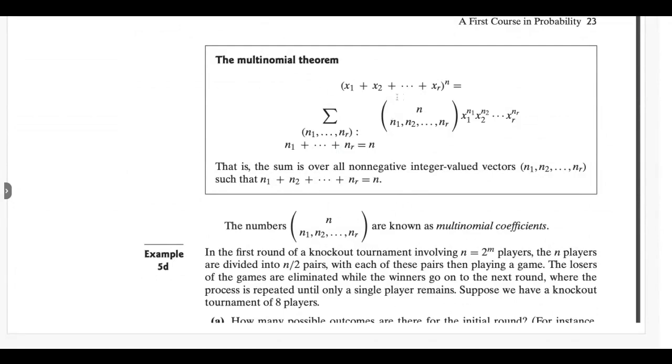So out of n, choose this. We have n factorial divided by n1 factorial divided by n2 factorial up to nr factorial. Then we have x1 raised to n1, x2 raised to n2, up to xr raised to nr. So the sum is over all non-negative integer valued vectors. Interesting, right? Okay, let's see an example.